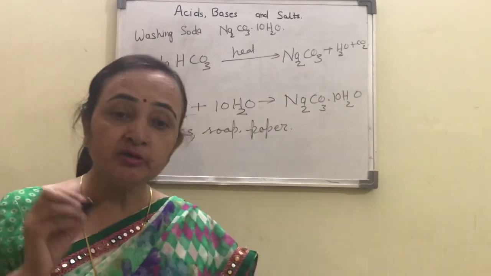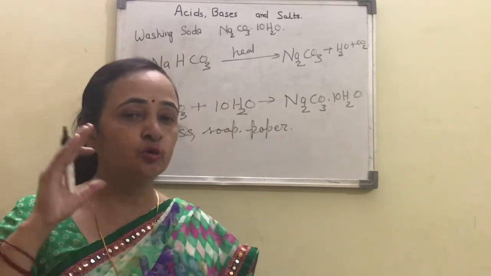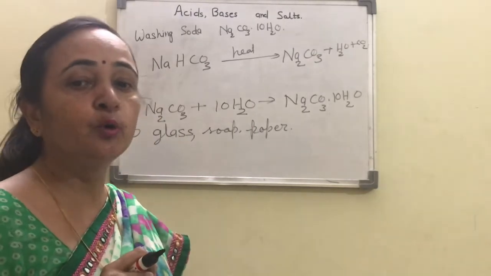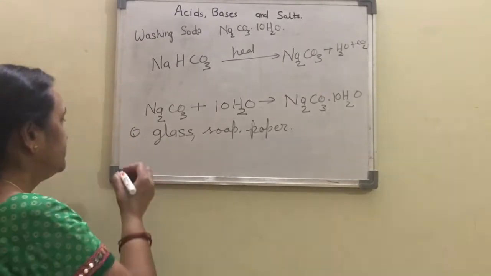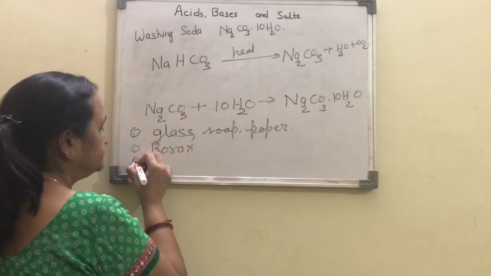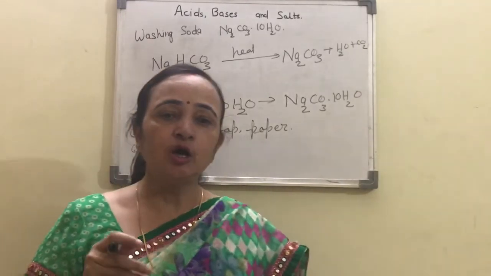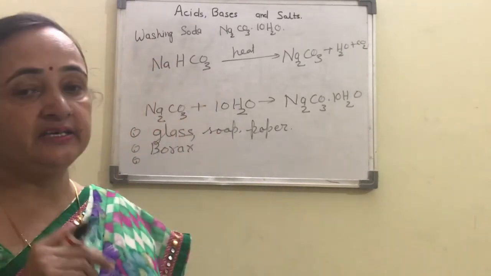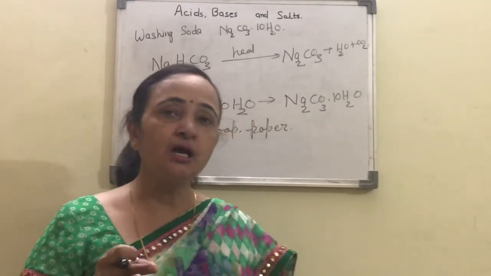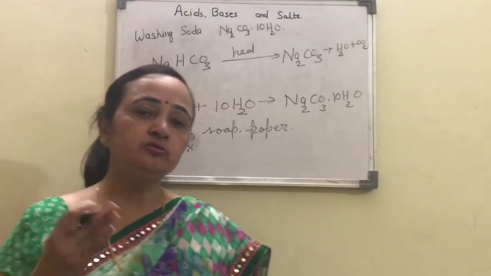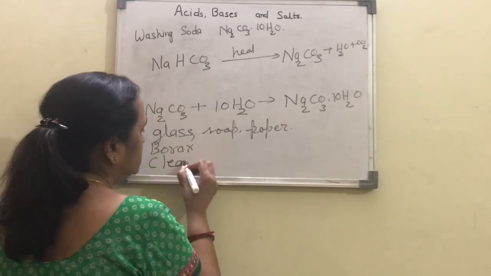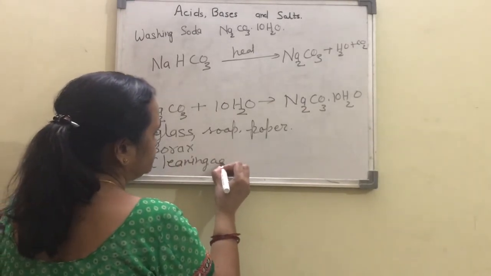Then it is also used in the manufacture of some sodium compounds, and one of the most important sodium compounds is borax. It is used in the preparation of borax. Then it is also used as a cleaning agent for domestic purposes. In our houses also we are using washing soda for cleaning. So we can write it is used as a cleaning agent.